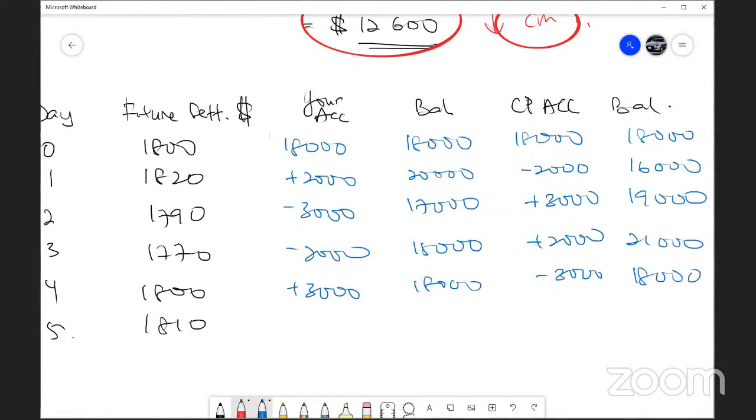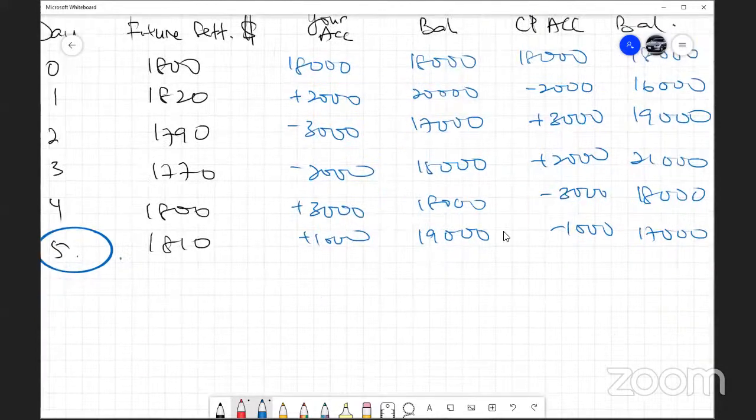And lastly, this is the one that they want you to find out. What happened on the 5th day? On the 5th day, the price went up a further $10. So here it becomes 19K. The next one becomes negative 1,000, so this one becomes 17,000. The question only asks you until the 5th day. So you just need to put that on the 5th day, your account balance is $19,000. Your counterparty balance is $17,000. Okay, simple. That's all. So in this question, there's no margin call to both sides.